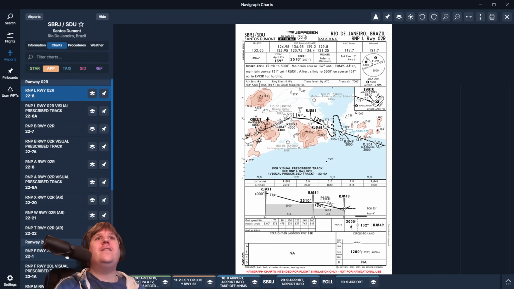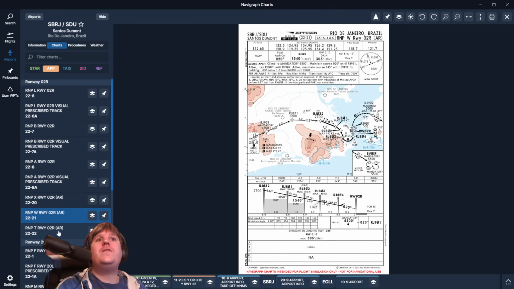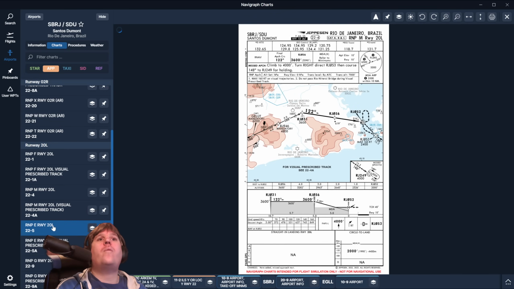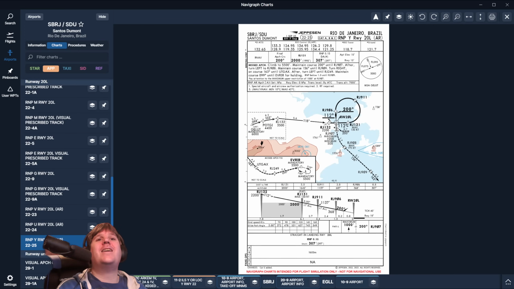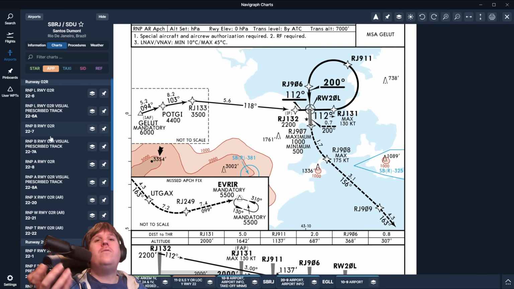For runway 2 right, which is again the same one as 20 left from the opposite end, we've got RNP Lima, RNP Bravo, we've got RNP Alpha, RNP X-Ray, Whiskey, Tango. We've also got RNP Foxtrot, RNP Mike, RNP Echo, Golf, Victor, Uniform, Yankee. So how do you know? And again, if you were watching as I was clicking through on these, this should be really obvious now.